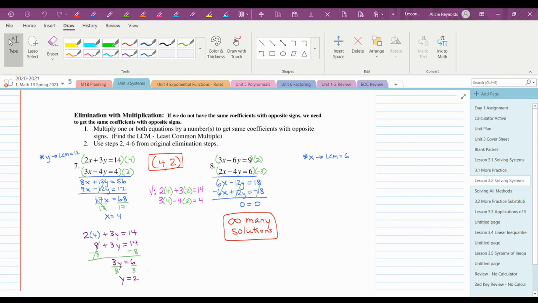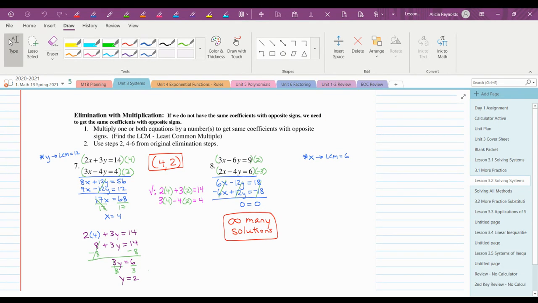So for number 7, we have 2x plus 3y equals 14 and 3x minus 4y equals 4. So if I'm trying to cancel out my y's, because I noticed that my x values both have the same positive sign. So if I want to cancel out x, I'm going to have to multiply one of these equations by a negative number. But I notice that I have positive y in my top equation and negative y in my bottom equation, those are already opposite. So if we want to try and cancel y, we need to think, what is the least common multiple of 3 and 4? And that would be 12.